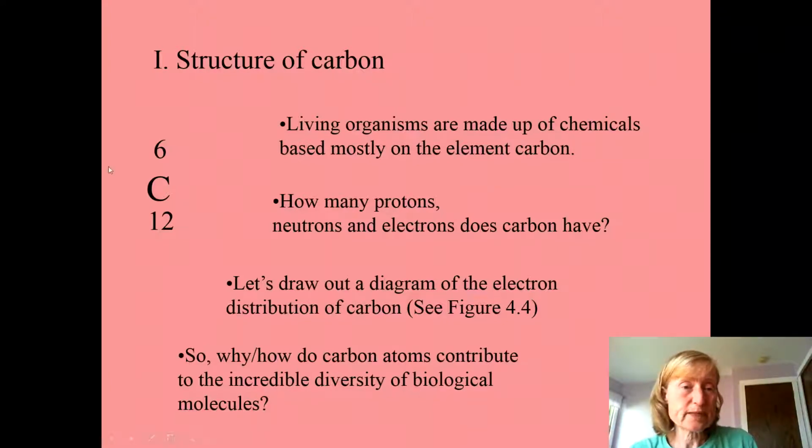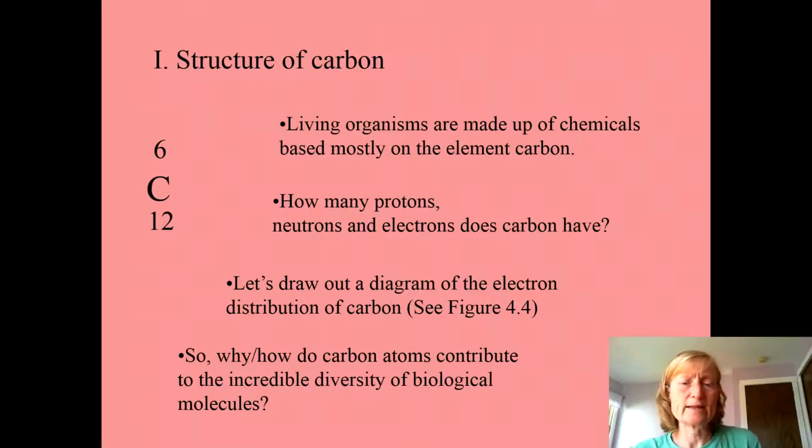Well, here is my symbol for carbon, C, and I have a 6 and a 12 associated with this carbon. Turns out carbon has 6 protons. That's what makes it carbon. Its atomic number is 6. It has 6 electrons, and it usually has 6 neutrons, so its mass number is around 12, 6 plus 6. Sometimes it has 7 or 8 neutrons, and that mass number is a little bit more than 12.